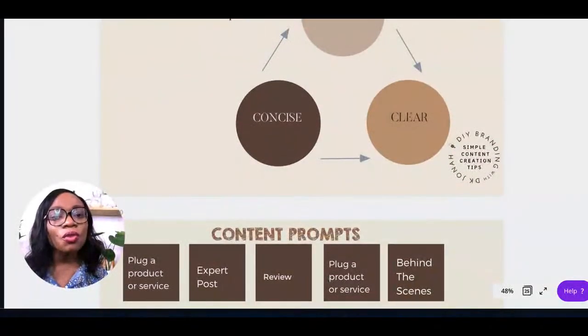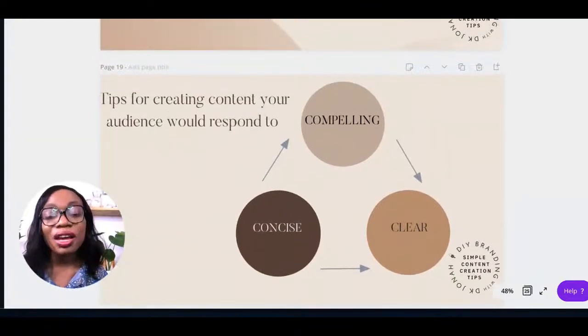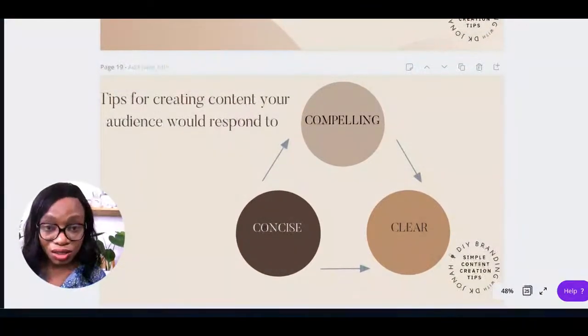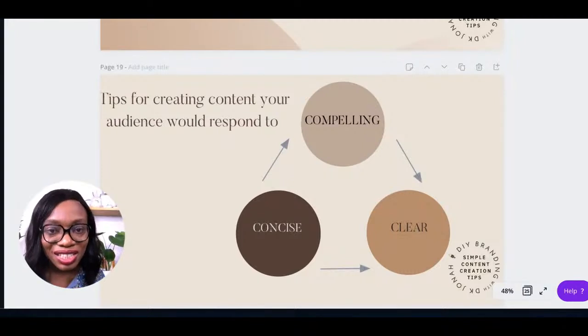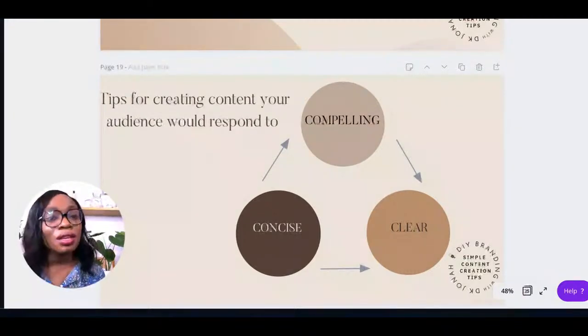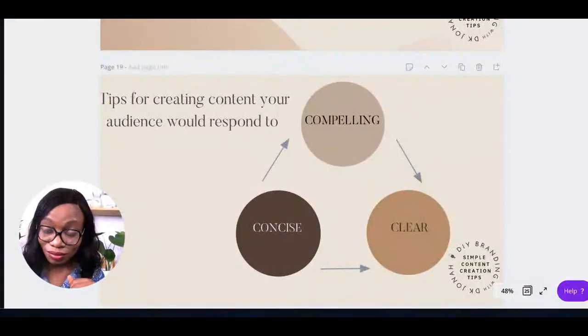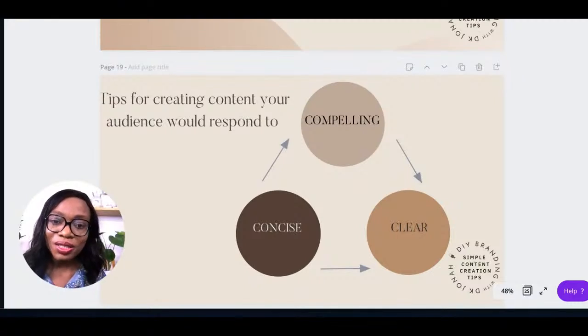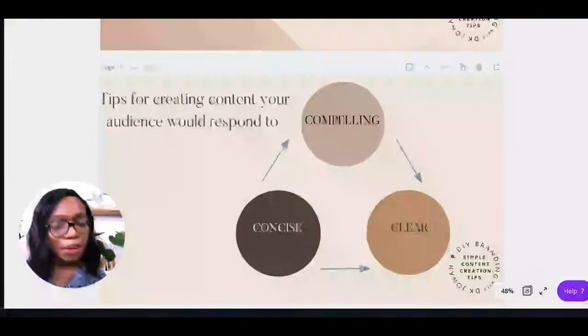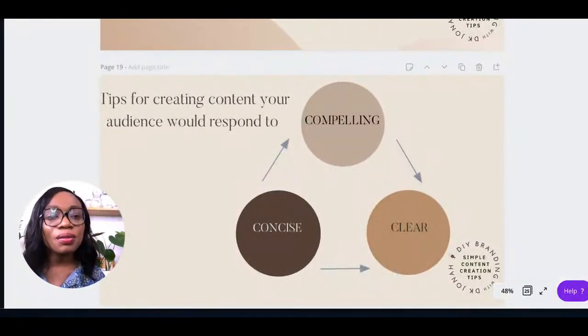Now, before we go to our content prompts, this is what I want you to do when you are creating content. Please keep these 3 C's at the back of your mind. Your content, tips for creating content your audience will respond to. It should be compelling, it should be concise, and it should be clear. Compelling, concise, clear. What do I mean by compelling? It should compel them to want to take an action. It should have a call to action. It should have something, a story that plugs them in.